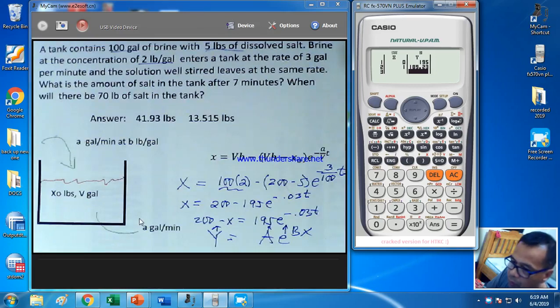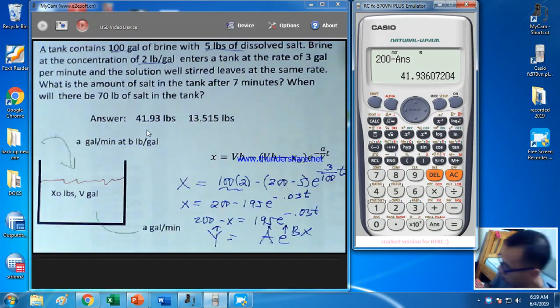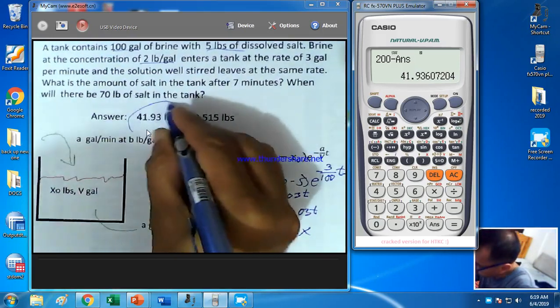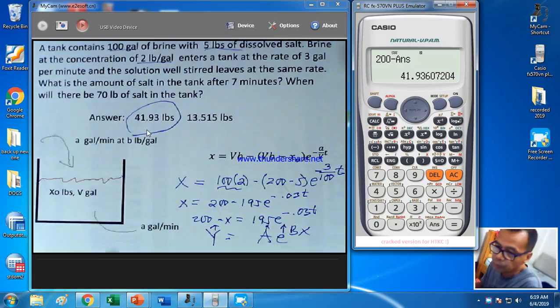Now we are prepared. What is the amount of salt in the tank after 7 minutes? All you have to do is enter clear and enter 7 shift 155, and then subtract this from 200, because that is our model. 200 minus answer gives you 41.93 pounds.